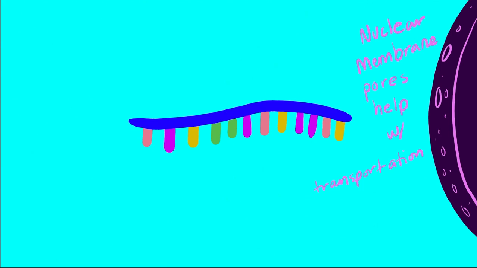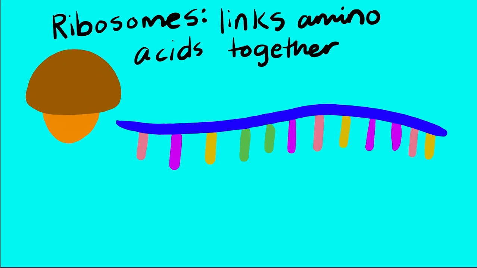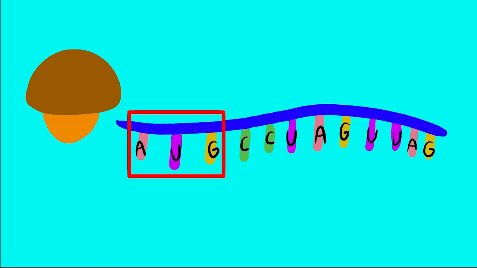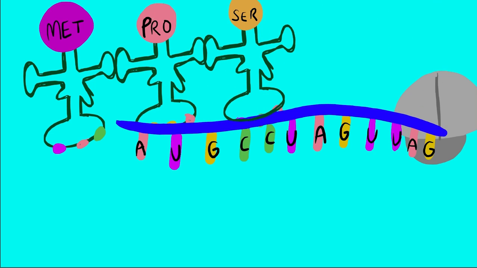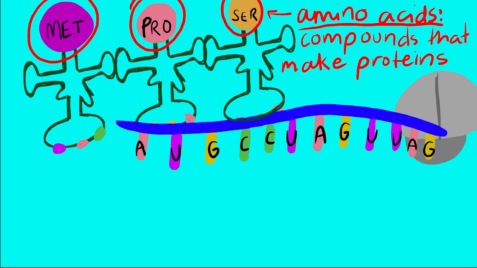It travels out of the pores of the nuclear membrane and into the cytoplasm, or the jelly-like fluid in the cell. Here, ribosomes attach to a specific codon, or group of 3 nitrogenous bases. The starting codon is AUG, which codes for the amino acid methionine. The ribosomes continue reading this sequence of bases, called a reading sequence, producing more amino acids in the process.